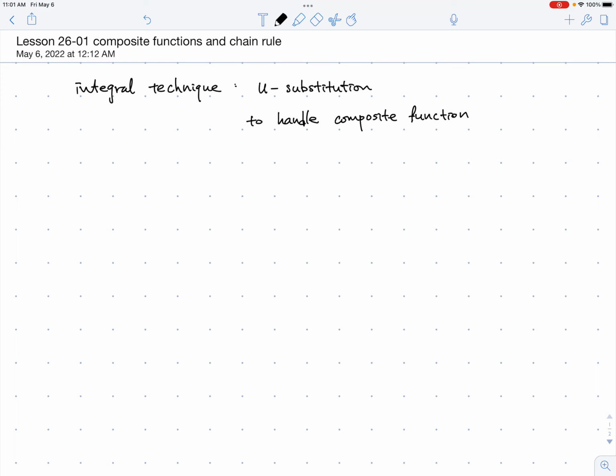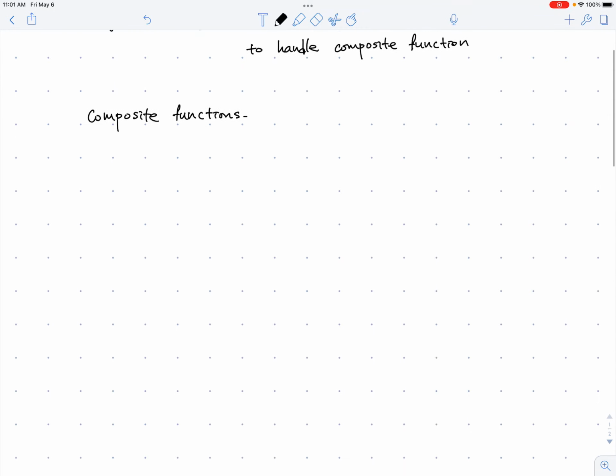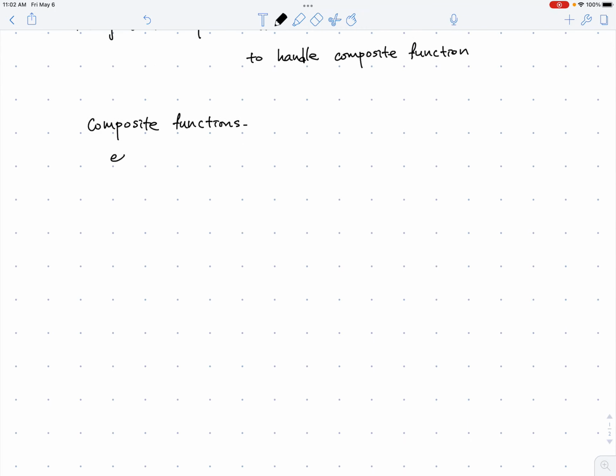Before we get to that, we should review what a composite function is, and when we take the derivative of a composite function, how we apply the chain rule. Composite functions are functions that have two layers. So for example, if I have f of x equals sine of x squared, this is a composite function.